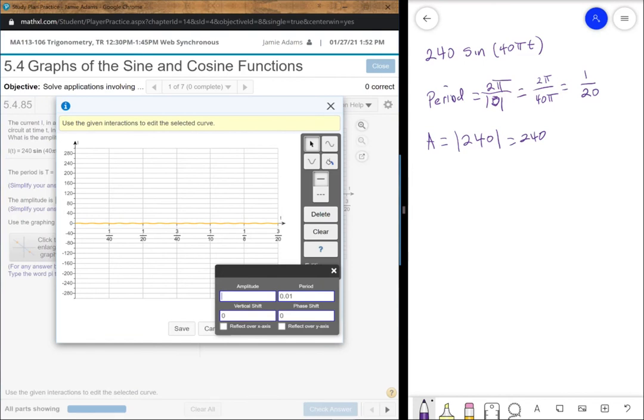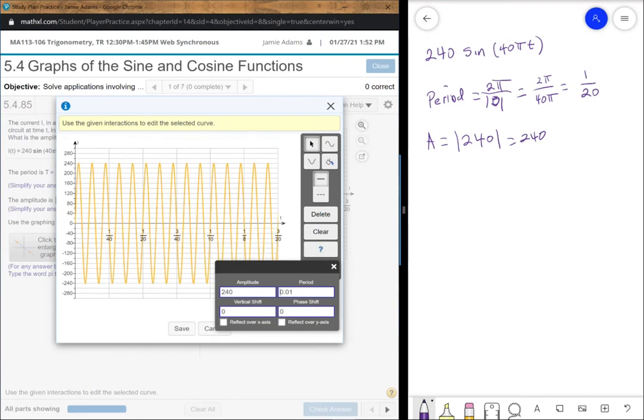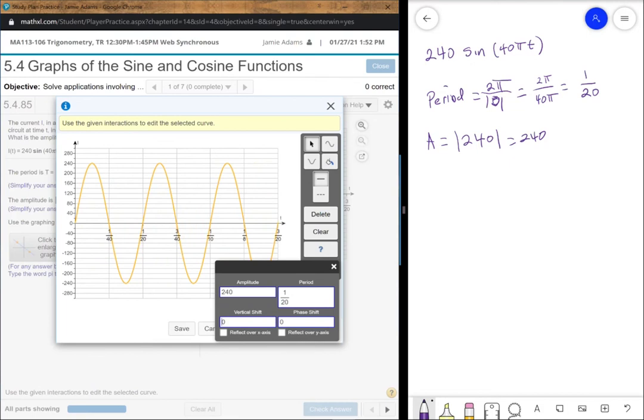So, what is our amplitude? Well, we found our amplitude to be 240. Then, what is our period? Well, we found our period to be 1/20th. Then, do we have any vertical shift? Notice that there is no vertical shift. There is no addition or subtraction to the entire sine function.